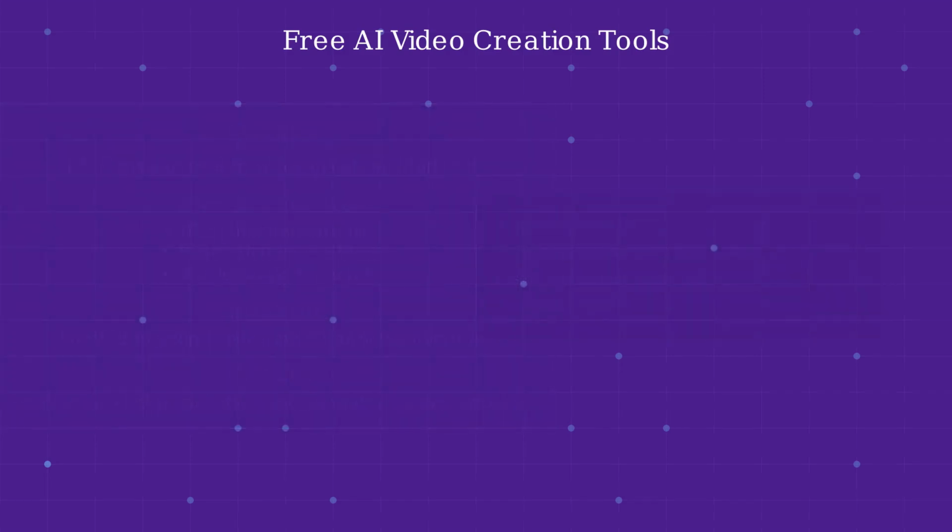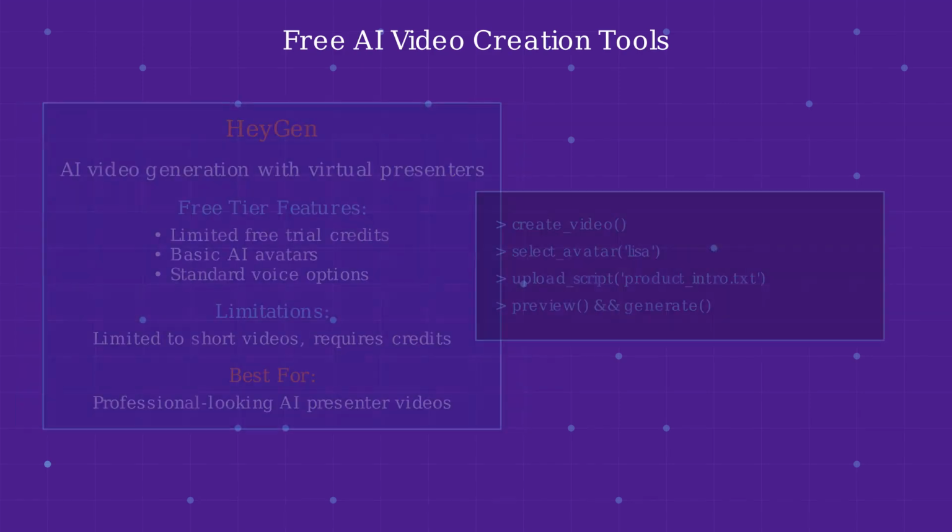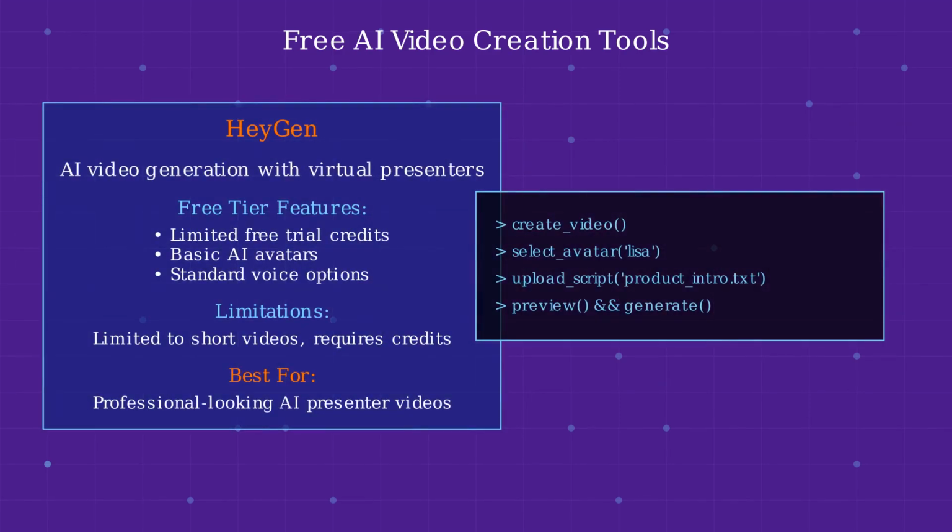For those wanting to create animated explainers, Animaker offers a free tier with essential features. It's particularly useful for creating explainer videos and animated presentations with its library of characters and animations. Finally, we'll cover HeyGen's free trial, which allows you to create professional AI videos with virtual presenters. Their advanced AI avatars can deliver your message with realistic expressions and movements.